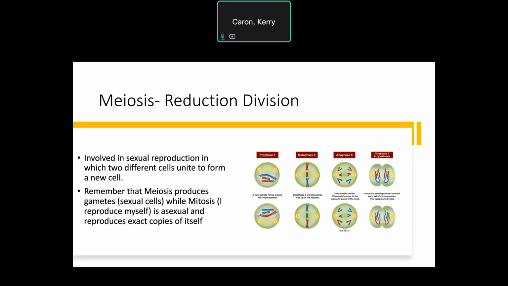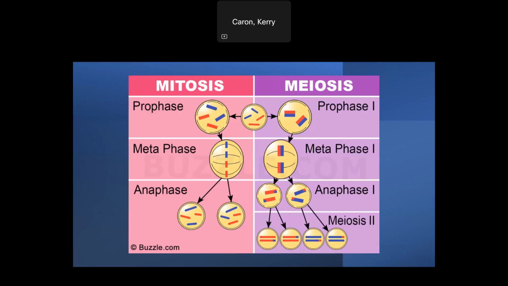Mitosis is I reproduce myself. I'm kind of cloning myself. It's asexual. It's an exact copy. Meiosis results in different cells. Okay. So that's a very basic overview of this.